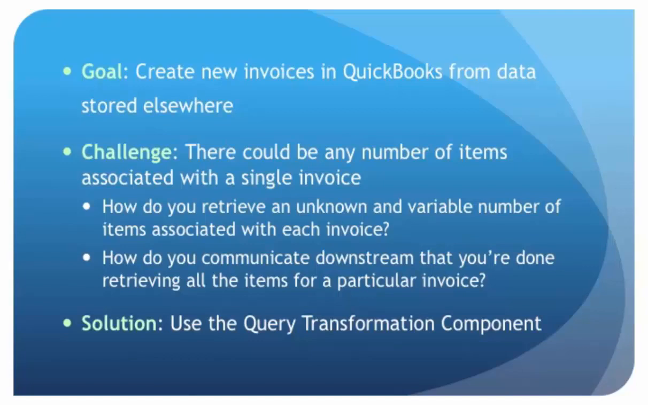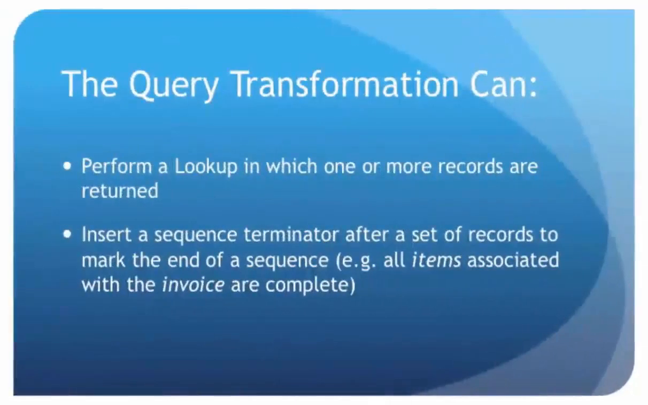The solution is to use the query transformation component. It can perform a lookup in which one or more records are returned, as compared to the lookup component that comes standard with SSIS, which can only look up one record per input record. Also, our query transformation can insert a sequence terminator after a set of records to mark the end of a sequence. In this example, we can insert a sequence terminator after all of the items associated with a particular invoice are complete, so that the QuickBooks destination knows that it can now move on to process the next invoice.